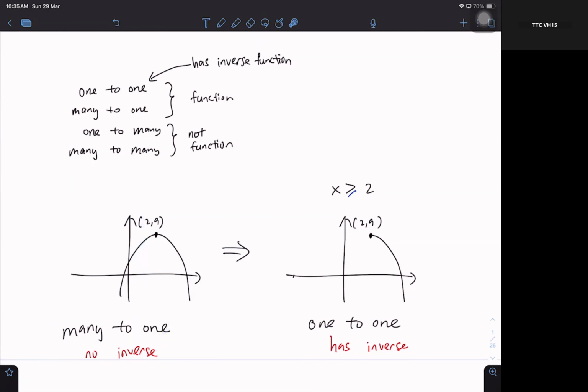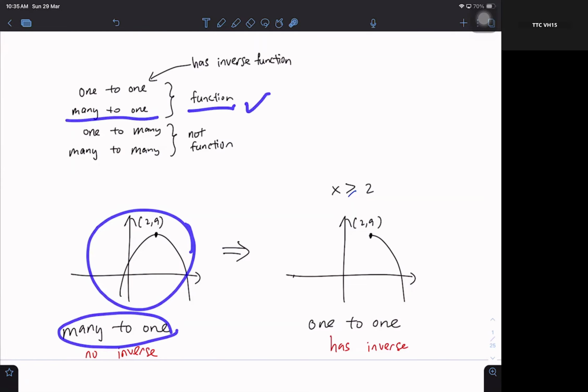So you use the line test, then you will know what is the type. This is a many to one. So is this a function? Is this a function? Oh, it is many to one. So yes, many to one is a function. Yes, it is a function.